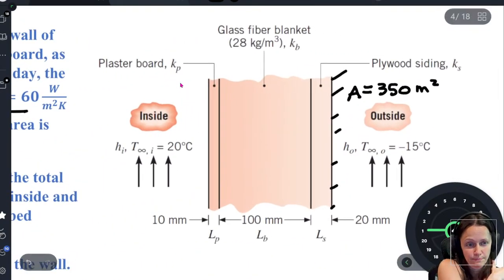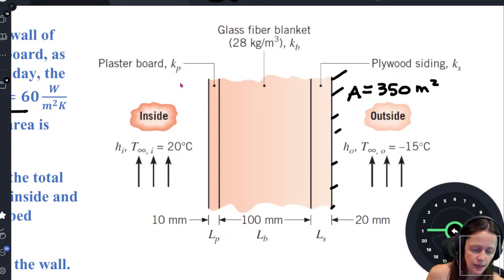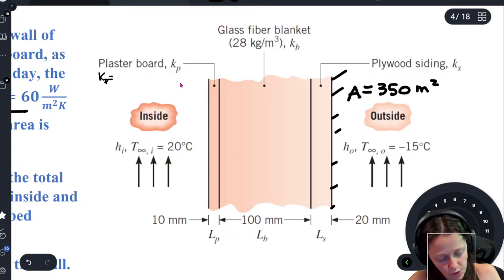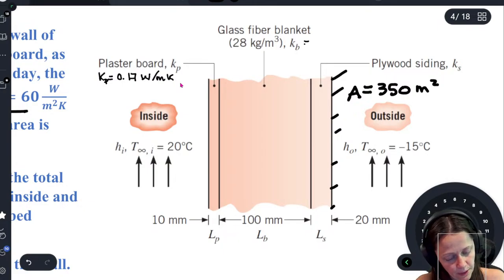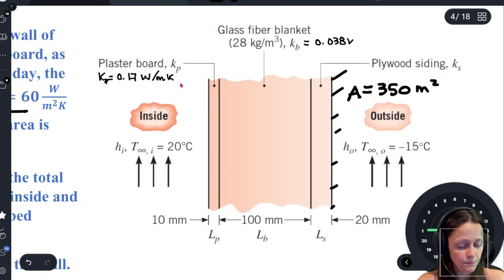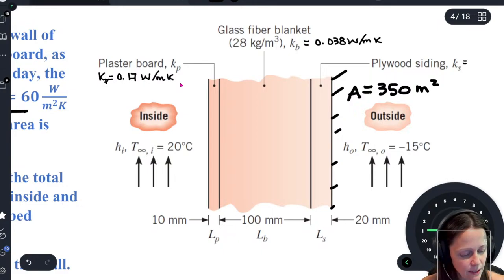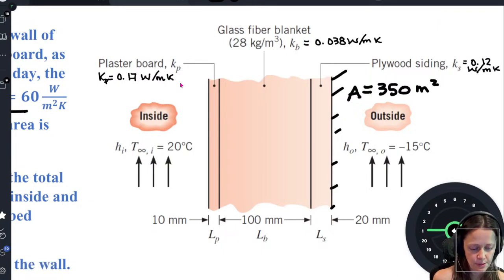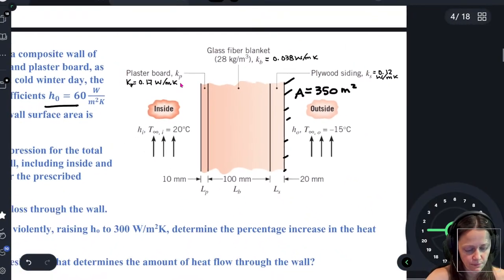And like I said, they didn't give you these K values. They can be found in your charts, but it might not be obvious what temperature you need to get them at. So I'm going to give you the values. For the plaster, it's 0.17 watts per meter Kelvin. For the glass fiber, so the fiberglass, is 0.038 watts per meter Kelvin. And for the plywood, it's 0.12 again, watts per meter Kelvin. All right. So 0.17, 0.038, 0.12. And then I think that's all the information that's missing from that figure there.